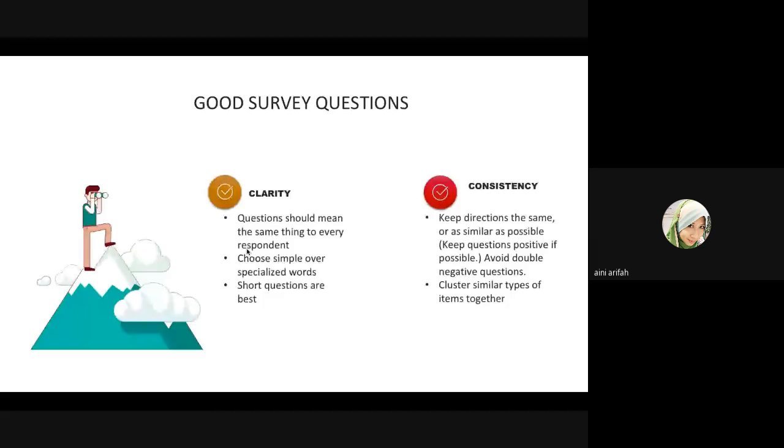Good survey questions must also have clarity and consistency, almost the same to every respondent. As usual, you have to choose simple over specialized words, and it's better to keep it short and simple because short questions are the best. And then the consistency, you should have the same direction or as similar as possible to avoid double negative questions, and make sure that you cluster similar types of items together.